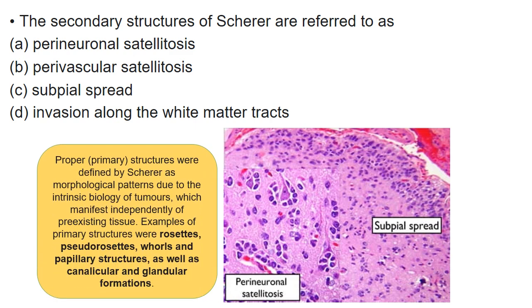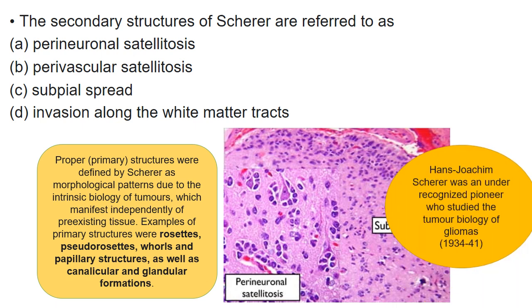What are the primary structures of Scherer? They are nothing but the morphological patterns due to the intrinsic tumor biology which manifest independently of a pre-existing tissue. For example, rosettes, pseudo-rosettes, whorls, papillary structures, as well as canalicular and glandular formations.